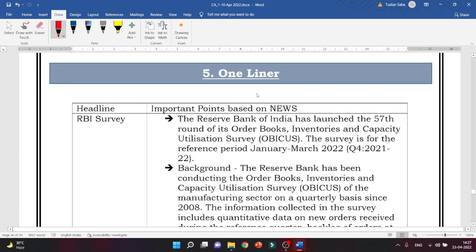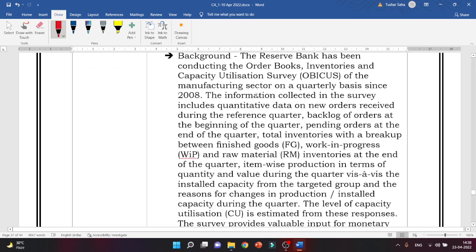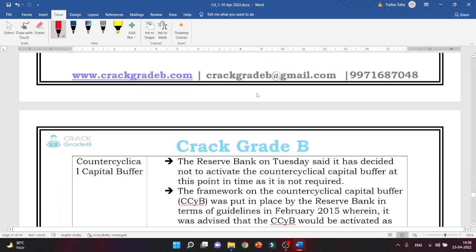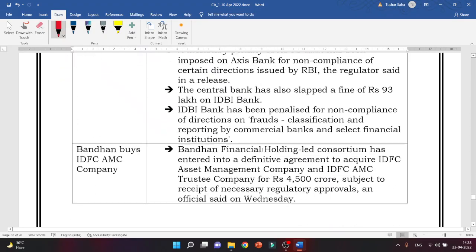So let's move. With this, we have come to the one-liners. Again, like in every video, we tell you one-liners are very, very important. Do not think that we do not put these in the main news, so they are least important. No, right? If you go through it, if you read it, you will understand this also holds much importance. So go through this data as well.